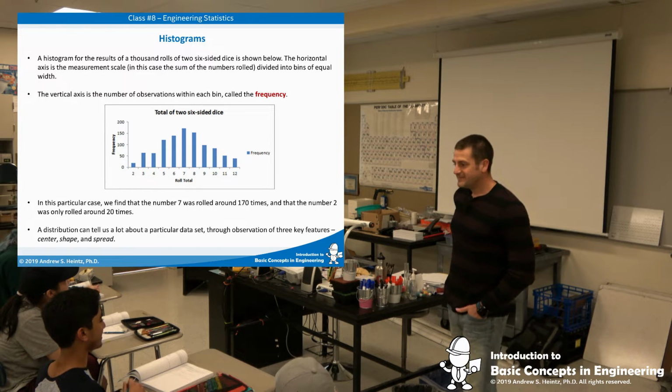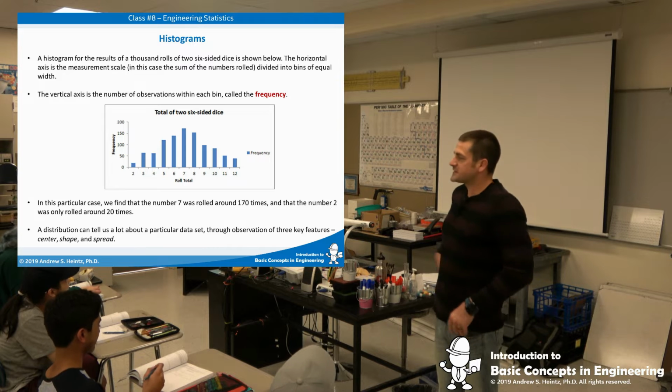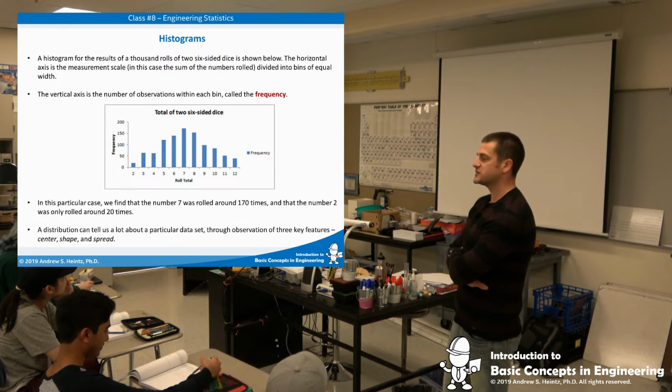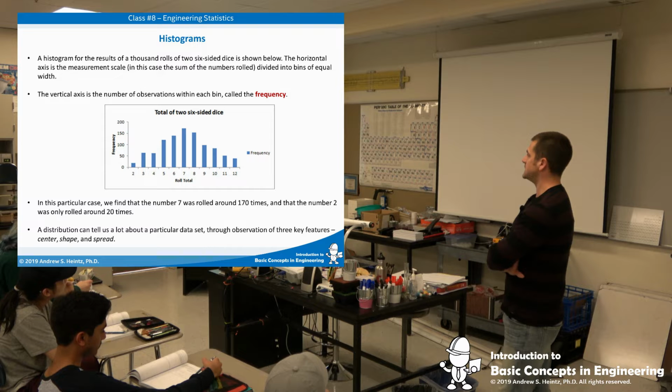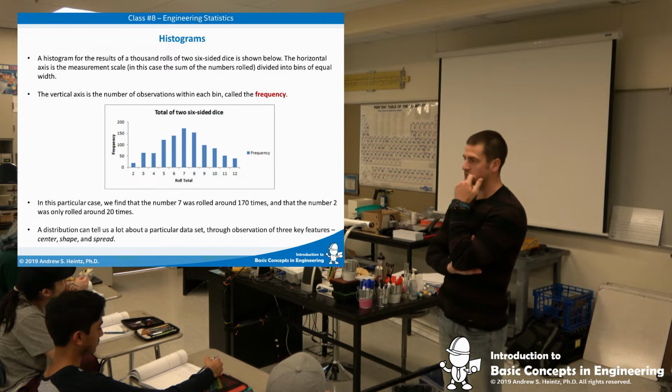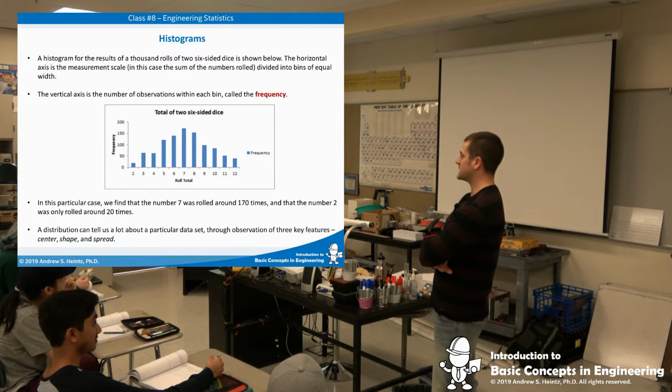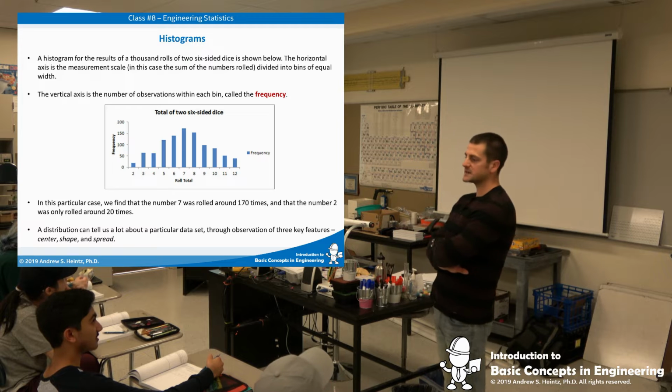No, that's fine. All right. So this histogram is generated. I actually generated this just in Excel. I just drug it down and did 1,000 rolls of 2 dice, right? But what we see is a histogram here.